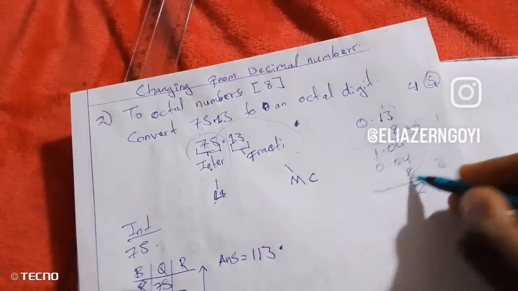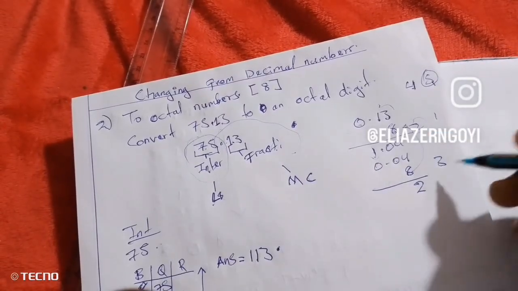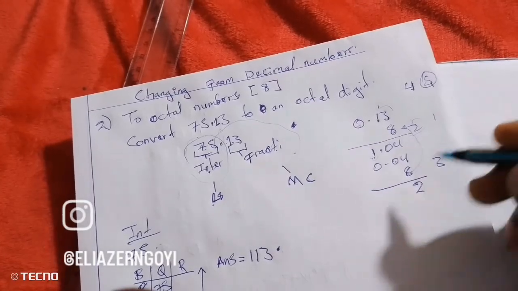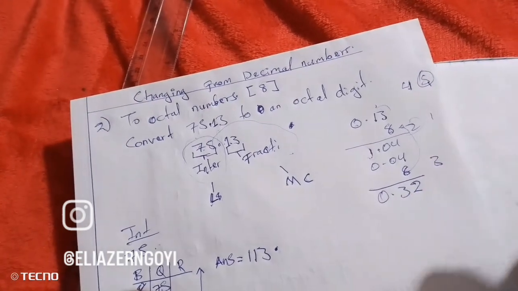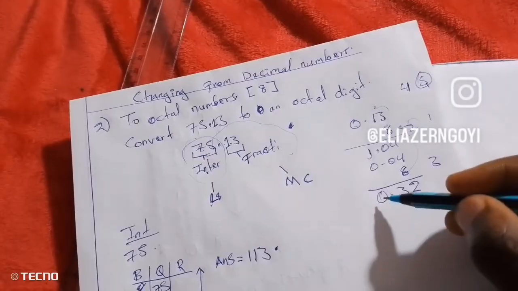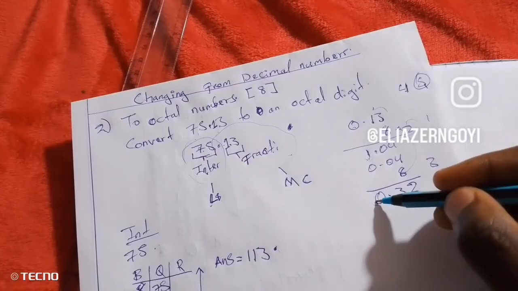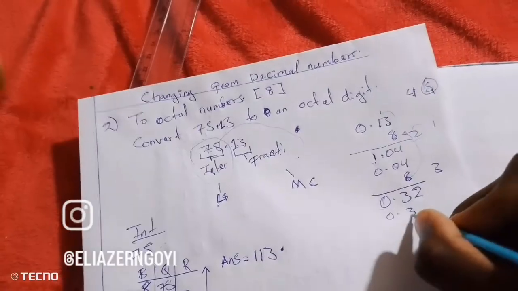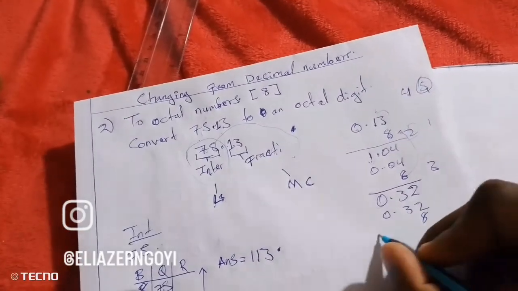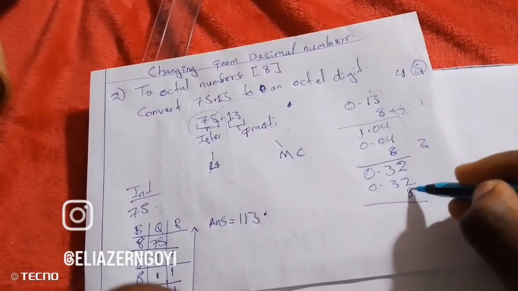8 times 0 is 0, plus that 3. So that number does not change. Don't forget, we don't want the integer. In this case we don't have the integer, so we still have the 0.32. We'll continue our multiplication. What we want is this side to change into an integer.